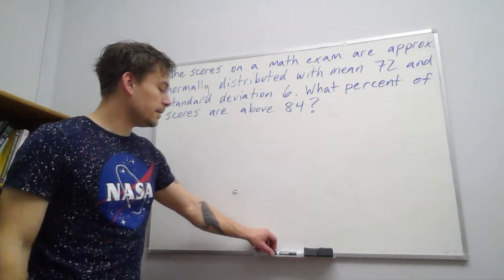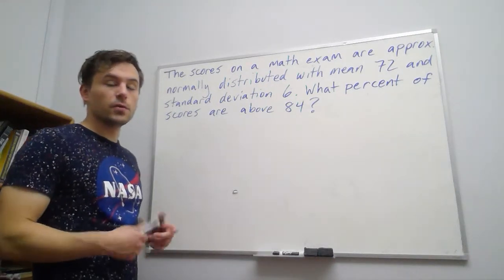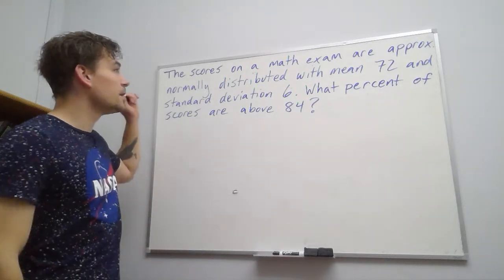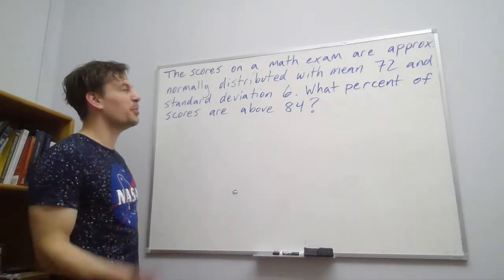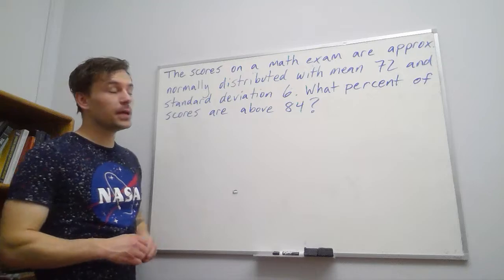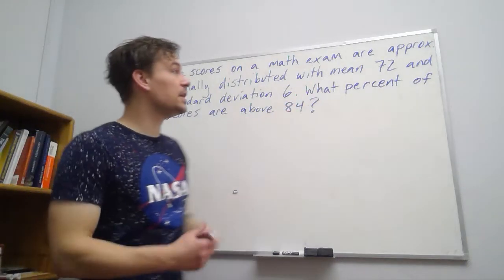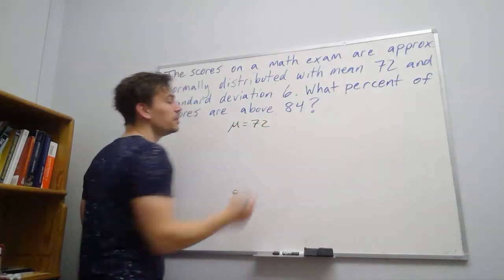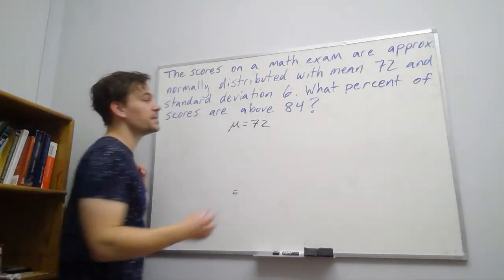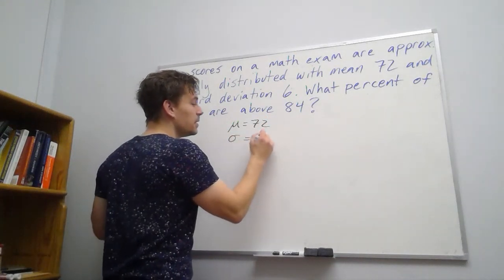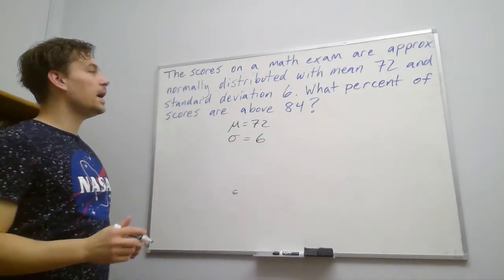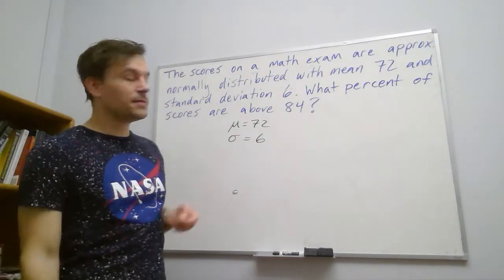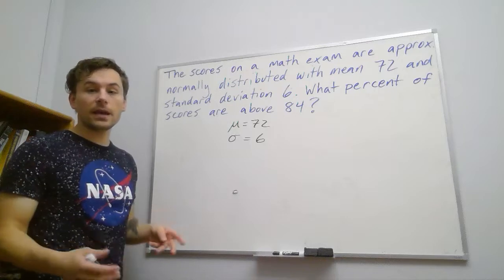Let's take a look at a situation where we're going to need the normal distribution. So the scores on a math exam are approximately normally distributed with a mean of 72. So that means our mu is 72. A standard deviation of 6. So sigma is 6. And we're interested in knowing what percent of scores are above 84.